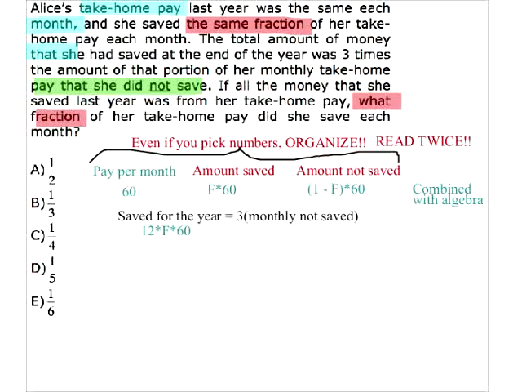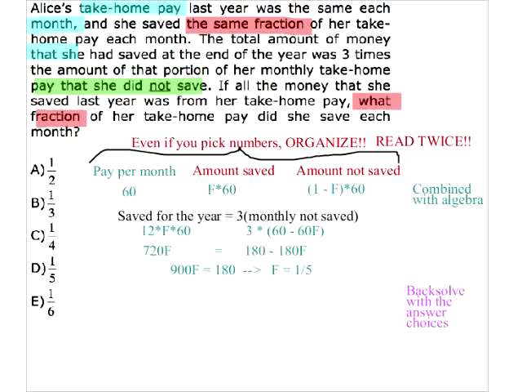That equals 3 times monthly not saved. So that's 60 minus 60f, times 3, which is 180 minus 180f. If you solve that, you get 900f is 180, so f is 1/5. That's an algebra solution, or you can do it with all numbers. You can back solve with the answer choices. Even if you do this, it doesn't matter, there's still the degree of organization that's necessary.